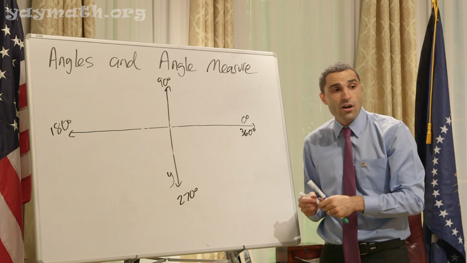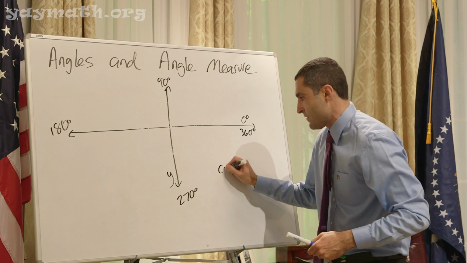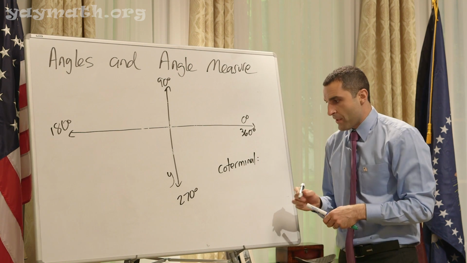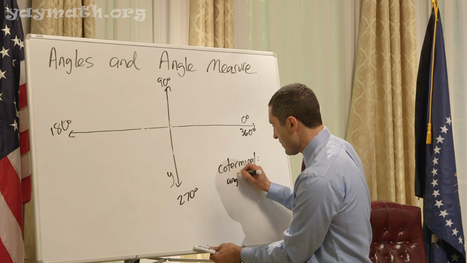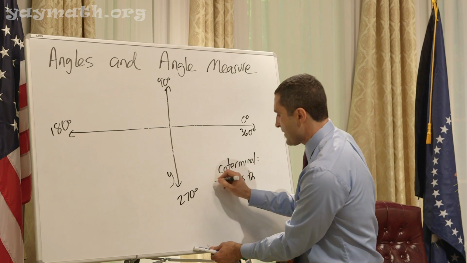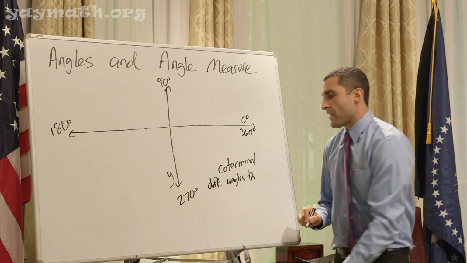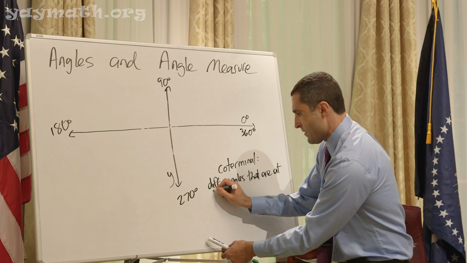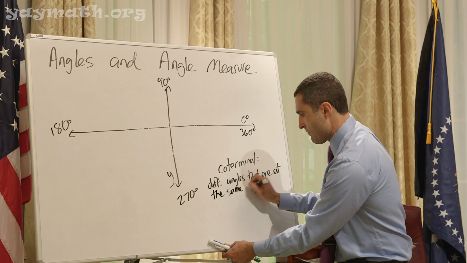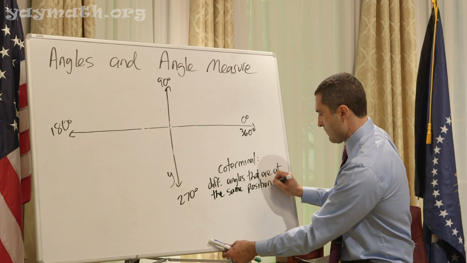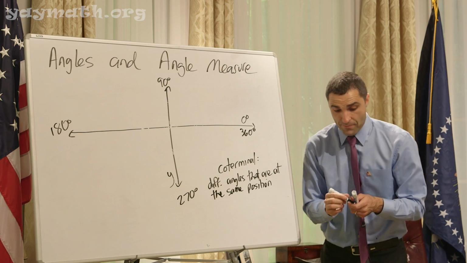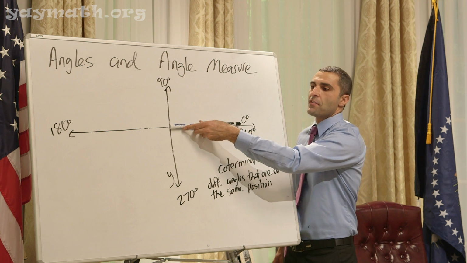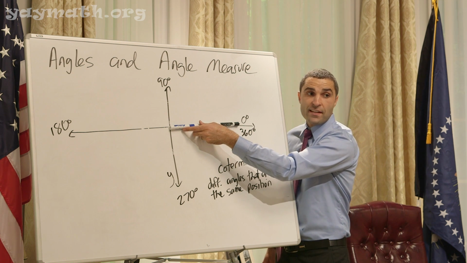Those angles are called coterminal. Let's write that down. Coterminal. So we have different angles that are at the same position. So what is an angle that's coterminal with 0?